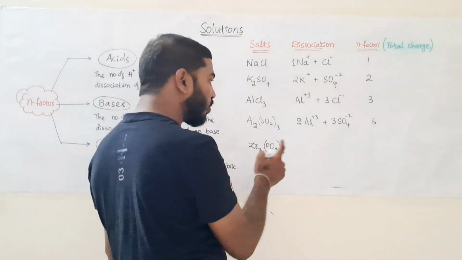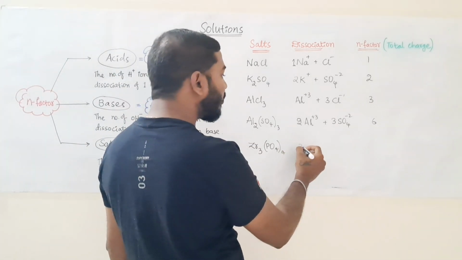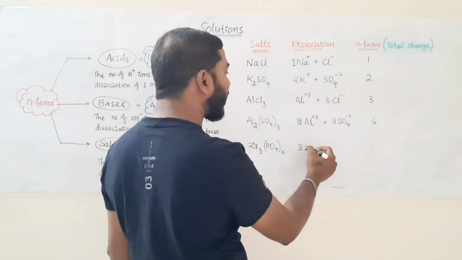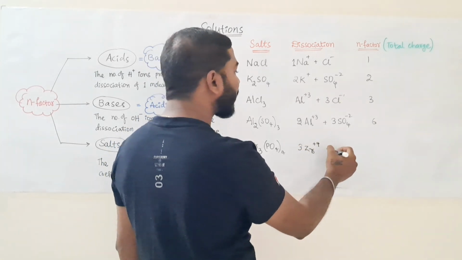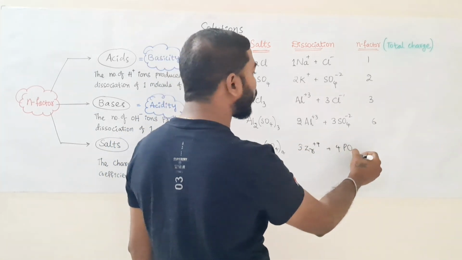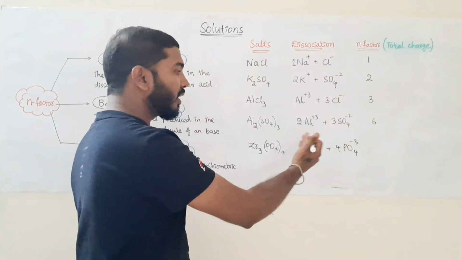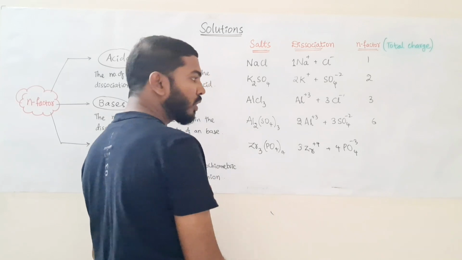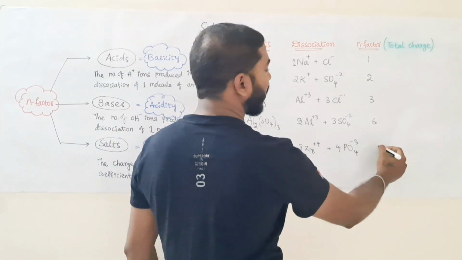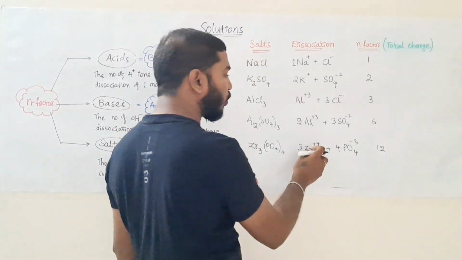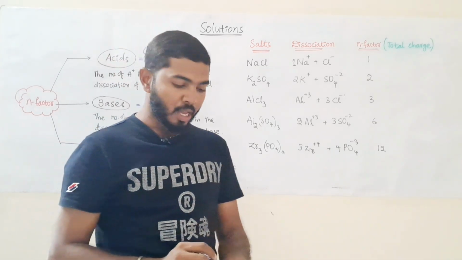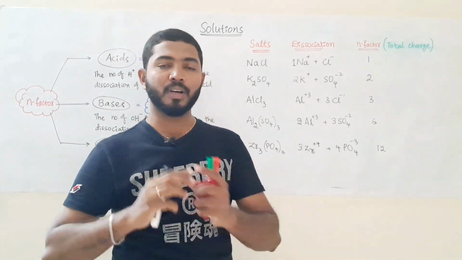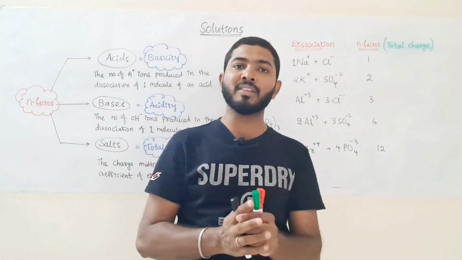And now please have a look at this zirconium phosphate. Try to understand. If you can see the dissociation, we are going to get 3 Zr plus 4 and 4 PO4 minus 3. So what is the N factor for this zirconium phosphate? Have a guess. I'm going to give you the answer also: the N factor is going to be 12, because 4 into 3. Hope it is clear. So this is about the N factor for acids, bases and salts.